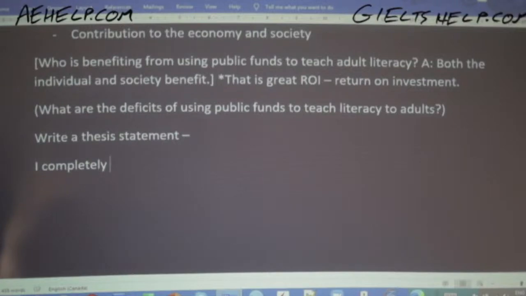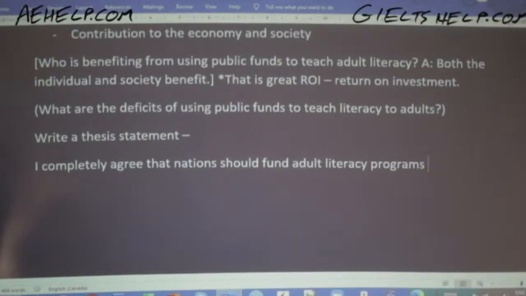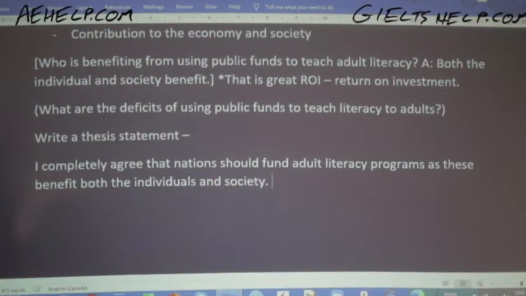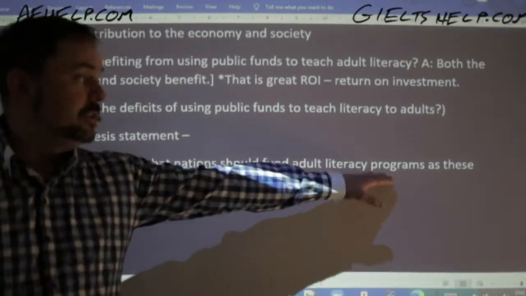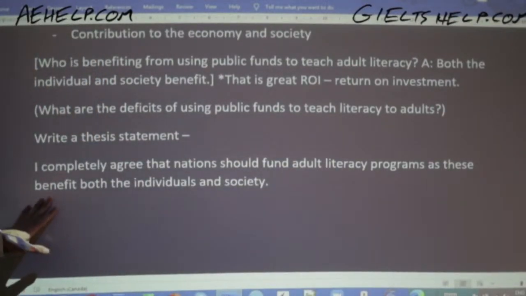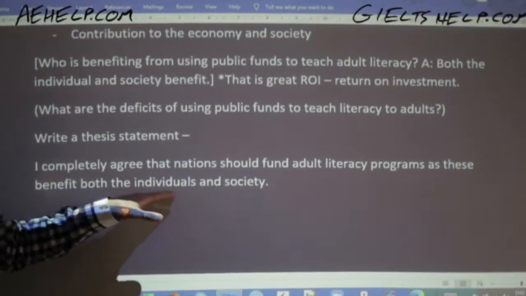So I completely agree that nations should fund adult literacy programs as these benefit both the individuals and society. Yeah. Okay. So very clear. It's very clear what we're talking about, funding adult literacy programs. It's very clear what the controlling ideas. I agree with this. Why? Because it benefits individuals and society.